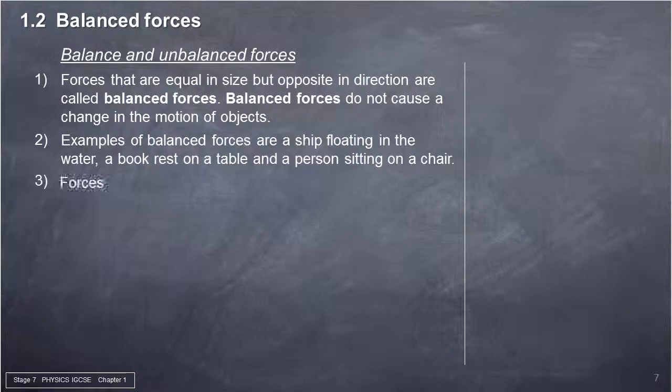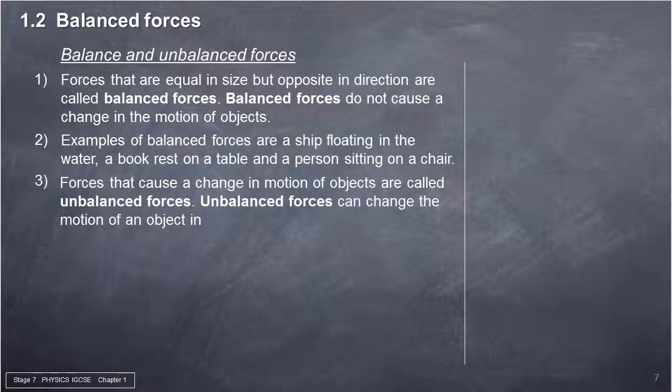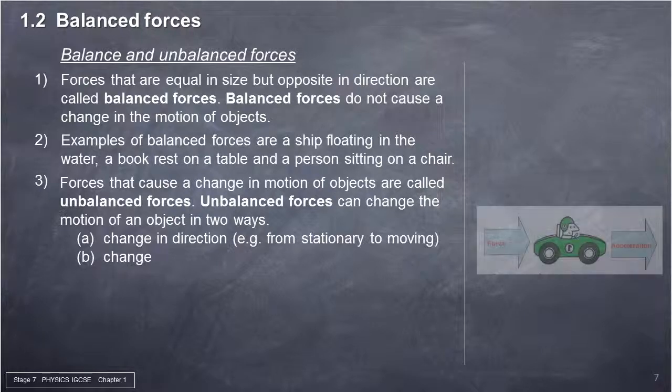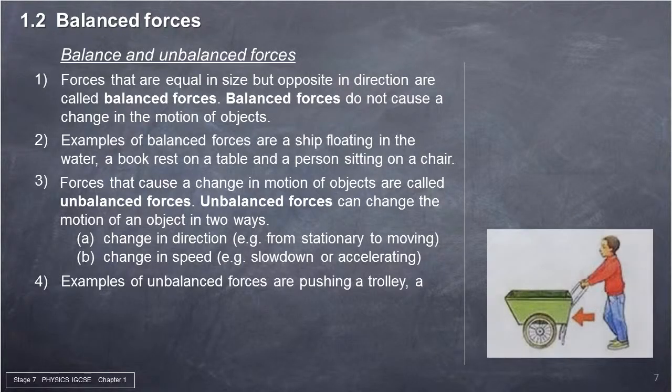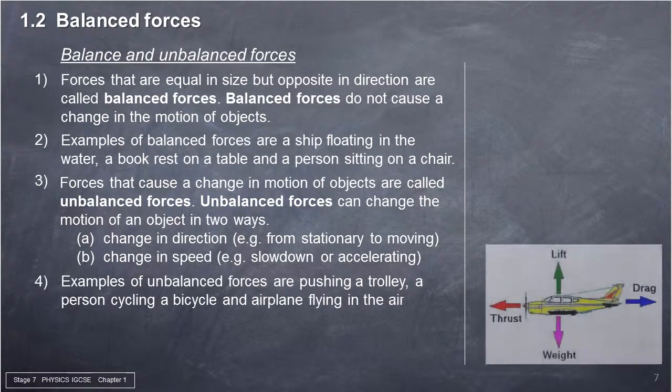3. Forces that cause a change in motion of objects are called unbalanced forces. Unbalanced forces can change the motion of an object in two ways. A. Change in direction, for example from stationary to moving. B. Change in speed, for example slowing down or accelerating. 4. Examples of unbalanced forces are pushing a trolley, a person cycling a bicycle, and an airplane flying in the air.